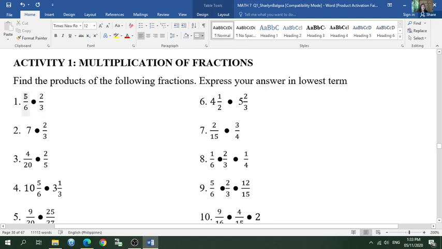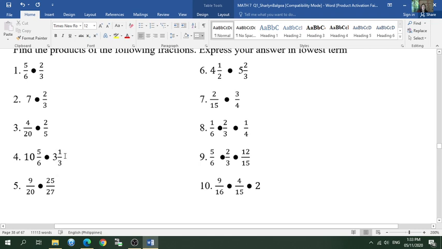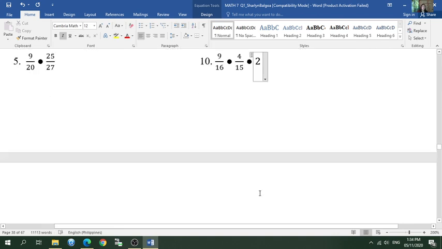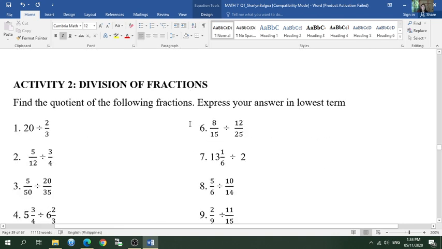So, kagaya ng sinabi ko sa inyo, if you are going to multiply fractions, numerator times numerator, denominator times denominator. In case meron tayong mixed number, gawin mo muna siyang improper fraction bago mo siya i-multiply. Okay, kagaya ng number 4, number 6. Ito naman, madali na lang ito, 2 over 1. Okay, 2 over 1.